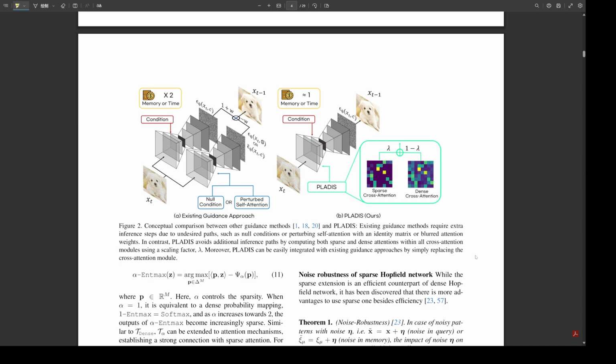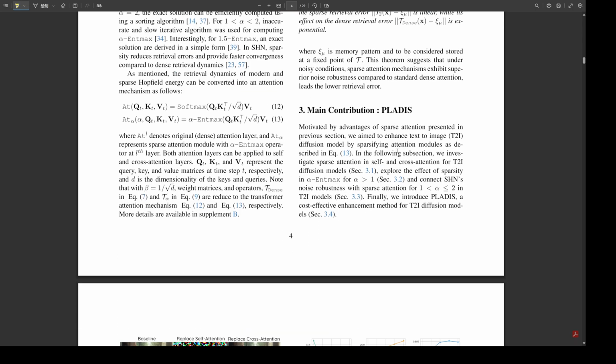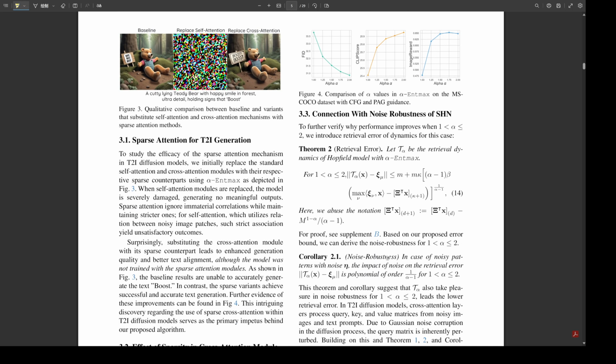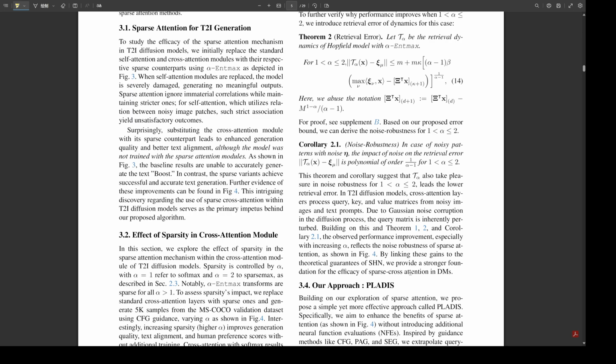So it's not just about making the images better. PLADIS is like a more elegant solution. Exactly, more academically sound, more targeted. And from an academic point of view, okay, so spill the beans. What's the big secret sauce here?